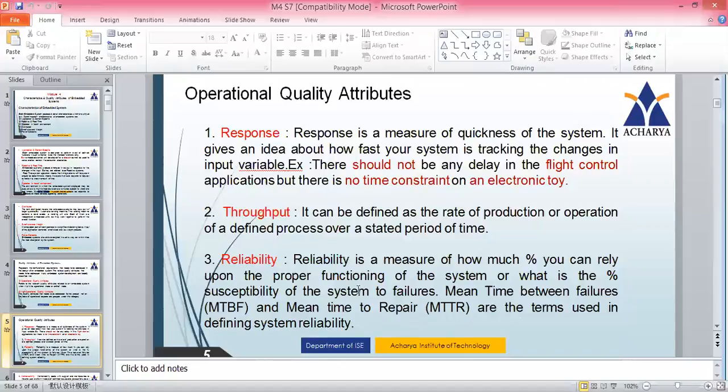So this is how we see some of the parameters of a particular system. All these things are part of the quality attributes. Let's go to the next slide.